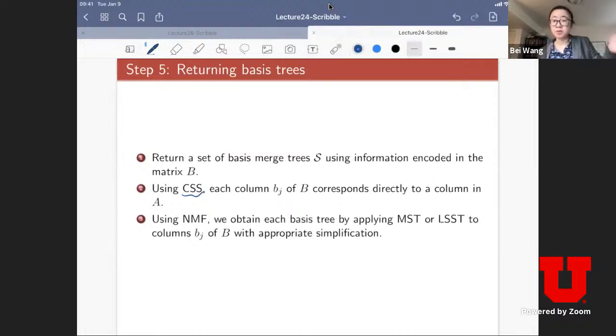Because you're just doing column selection, your basis tree is a member of the original input. However, if you are using matrix factorization, each of the columns in matrix B now corresponds to a brand new tree that you have not seen before. So again, you are going to apply what's called a minimum spanning tree to this matrix to recover a tree structure.